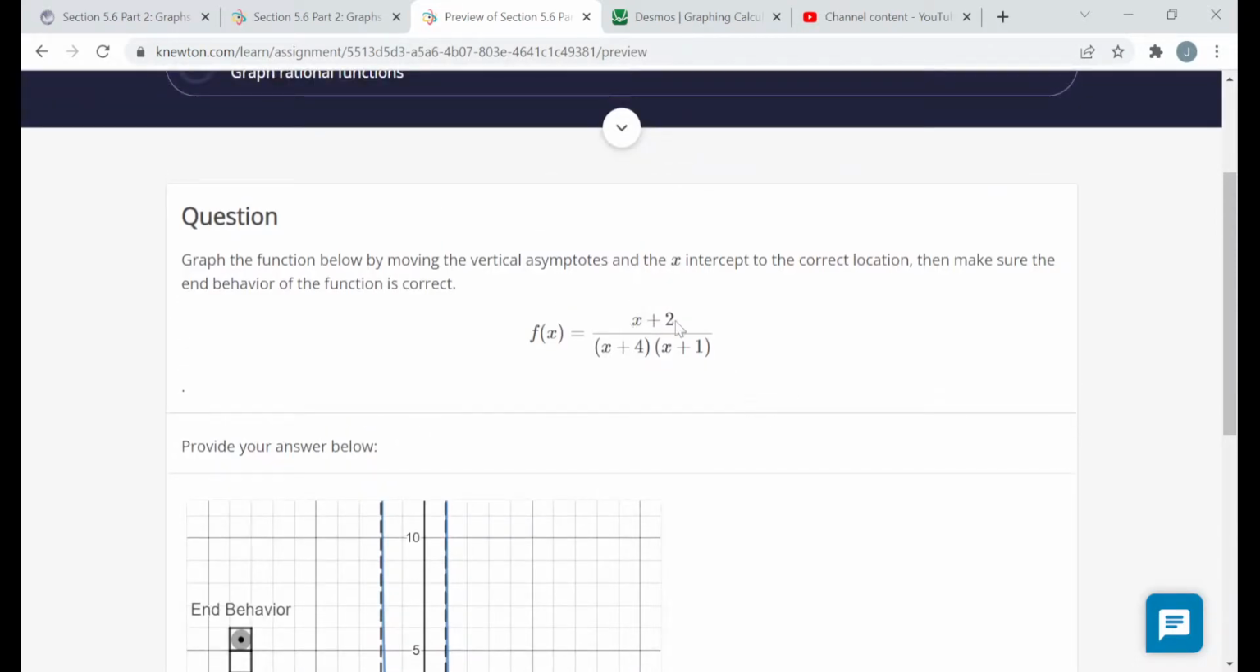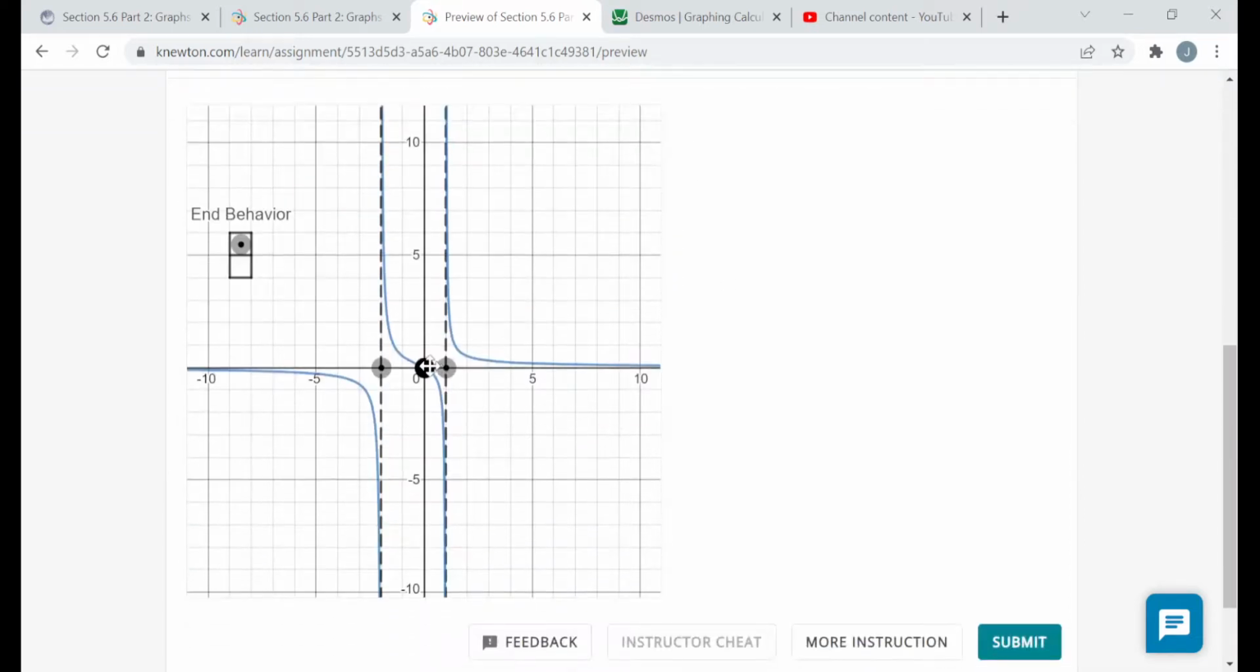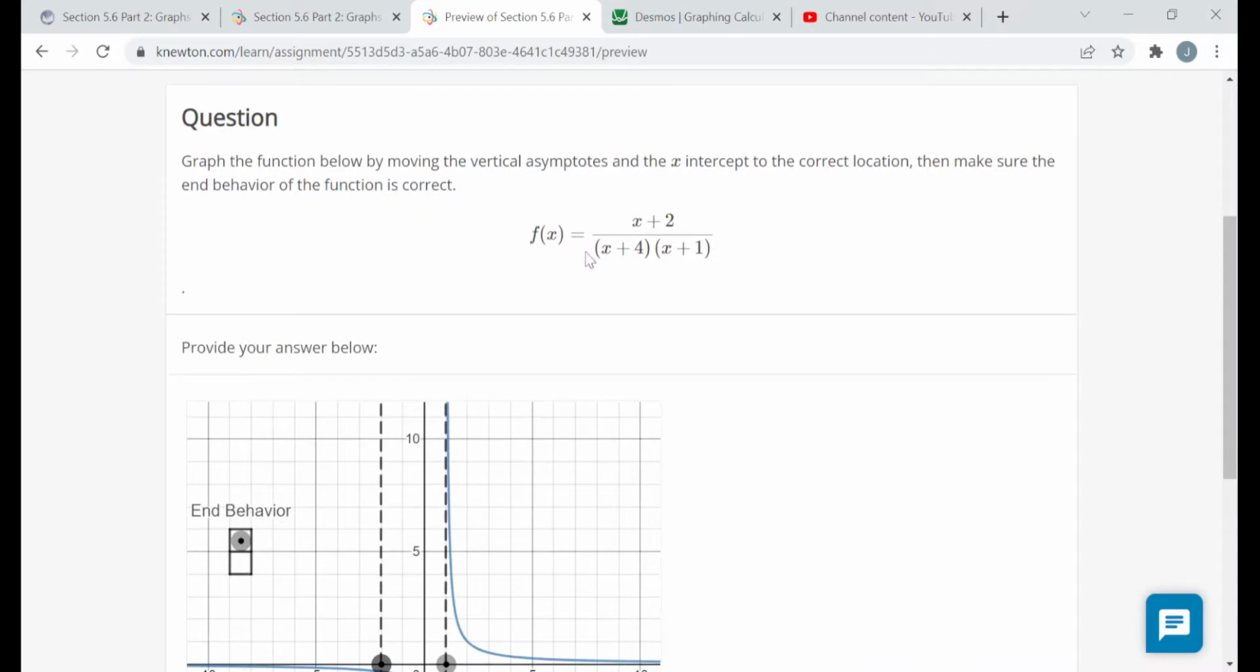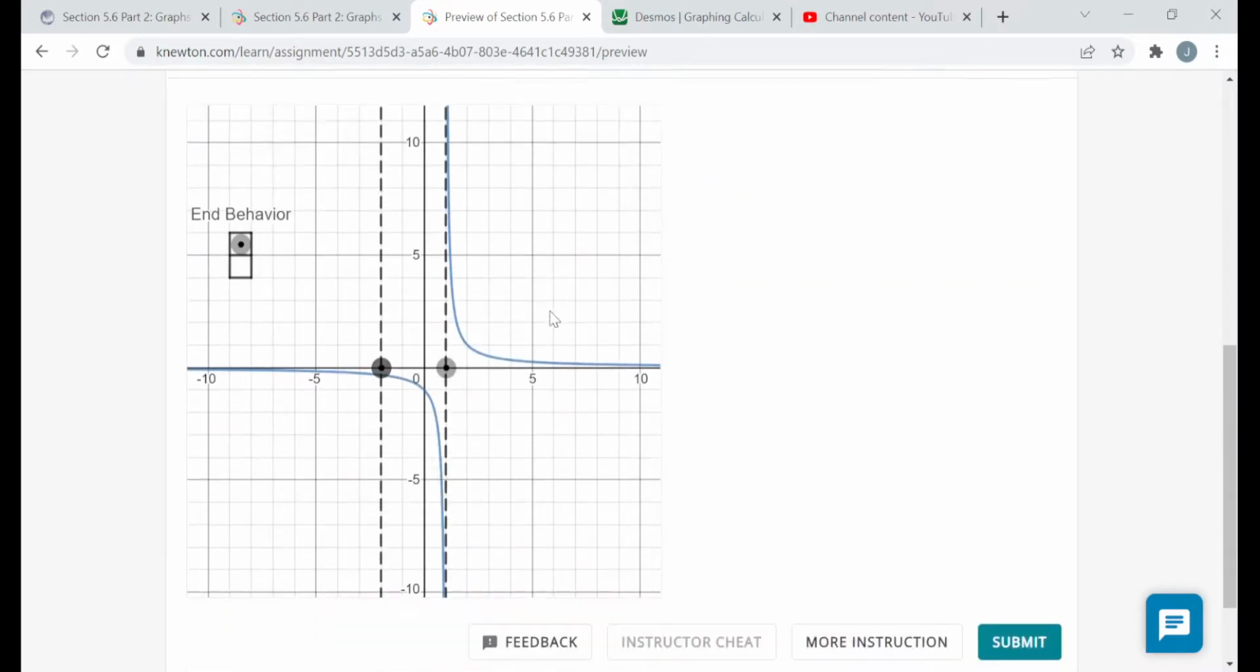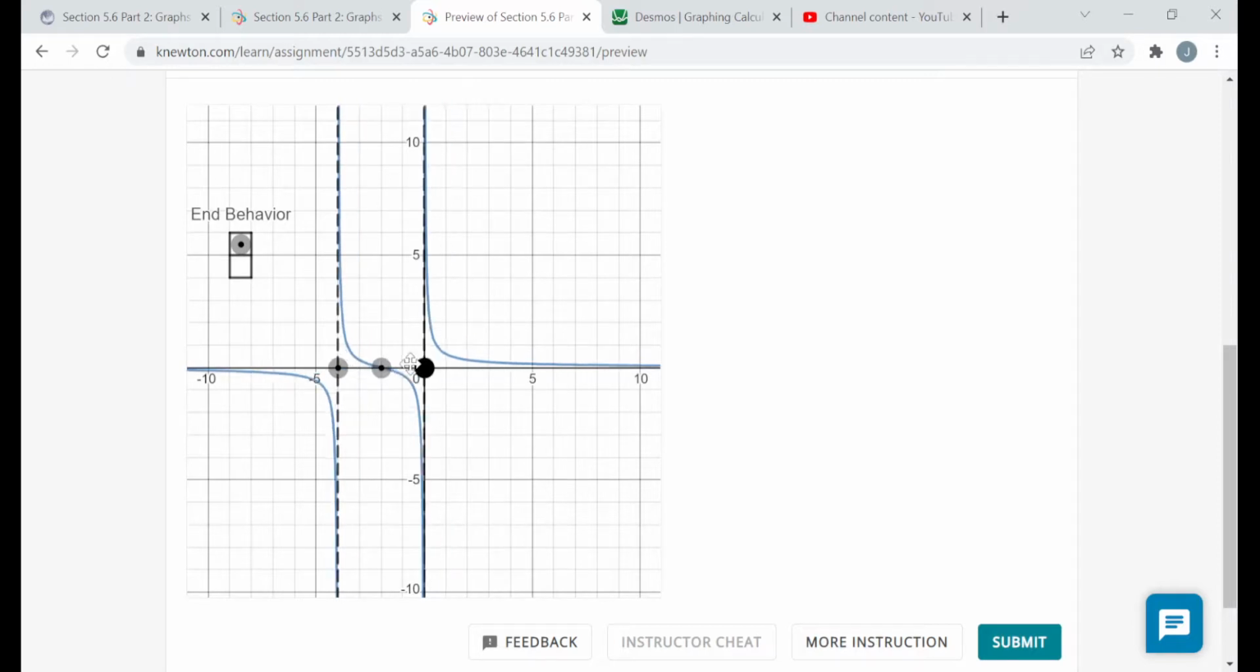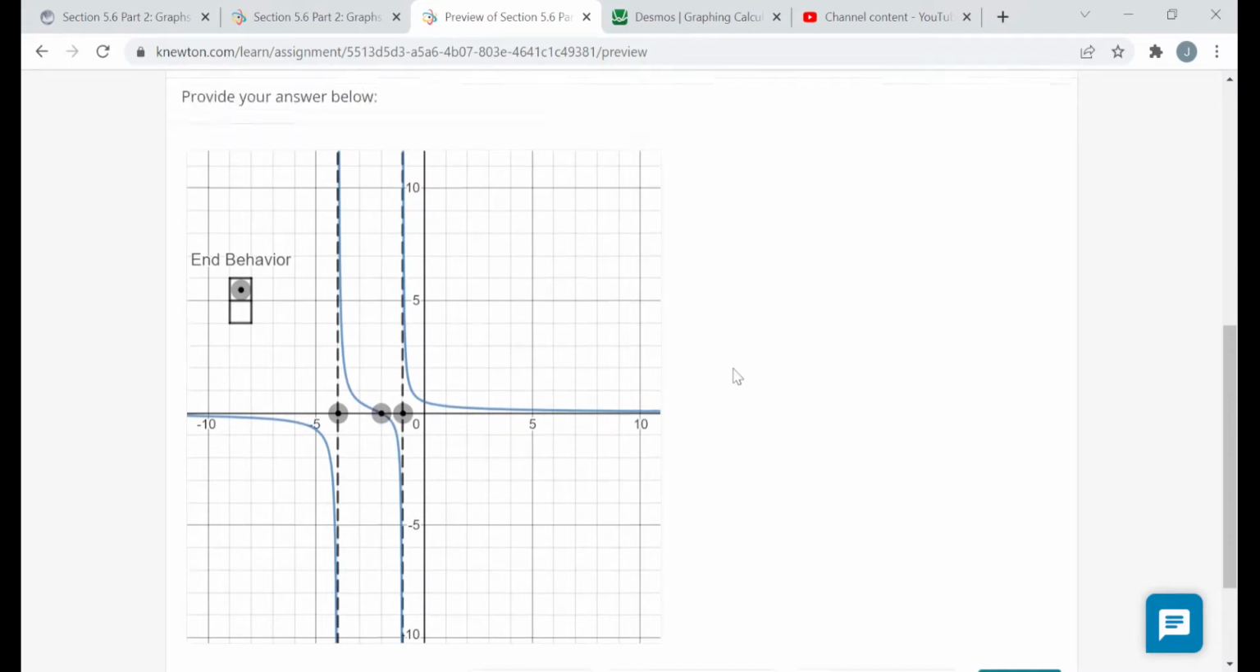Alright, so the numerator has x plus, now again, it's simplified. The numerator has x plus 2, so the x-intercept's at negative 2, 0. Move this over. No, should be at negative 2. The denominator has x plus 4, x plus 1, so negative 4 and negative 1 are where the asymptotes are. So negative 4 and negative 1, like that. And you got the x-intercept at negative 2, 0.